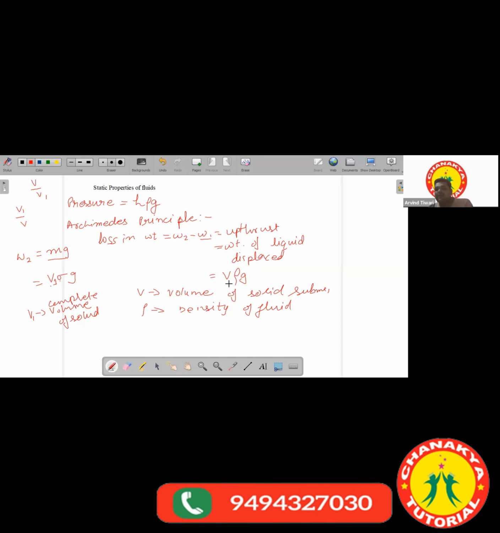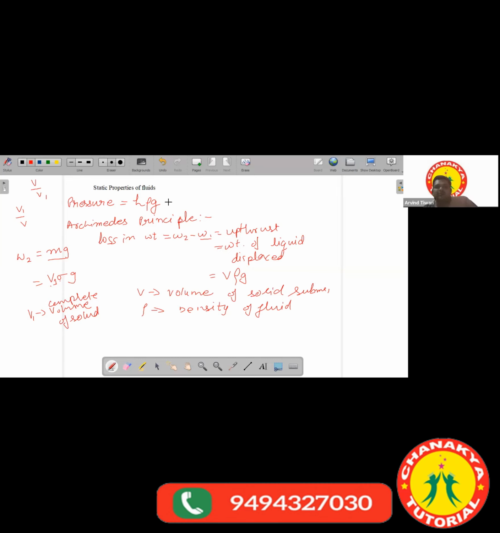Can anyone tell me if anyone knows the formula for this? Okay, fine. We'll see how it happens. This upthrust will be equal to V rho g. Then we can relate it.